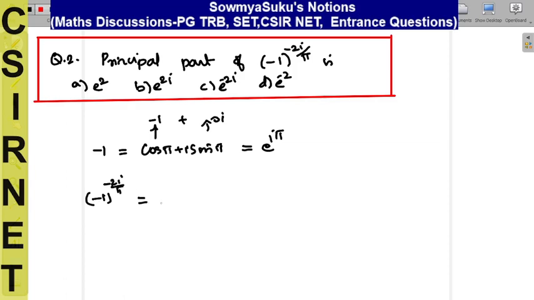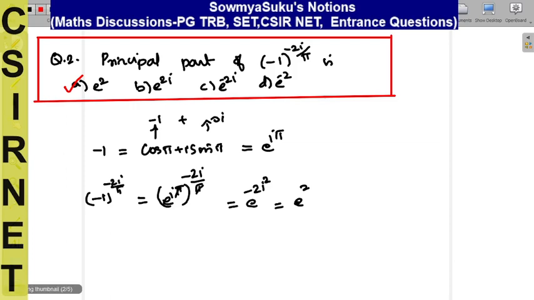So that minus 1 is e power i pi the whole power minus 2i divided by pi. So pi and pi get cancelled. You will get e power minus 2i square. So i square is minus 1, so that you are getting e square as the answer. So accordingly option A is the right one.